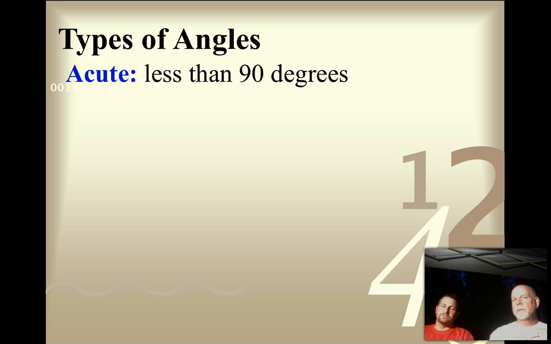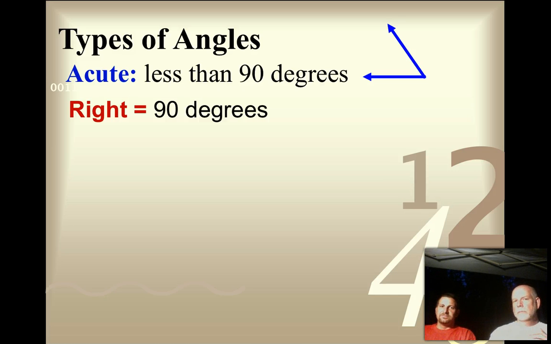You've heard these terms for years now. And so different types of angles. We're classifying angles by their measurement. An acute angle is a cute little angle. It is an angle that's less than 90 degrees. So anything less than 90 degrees, we call it an acute angle.